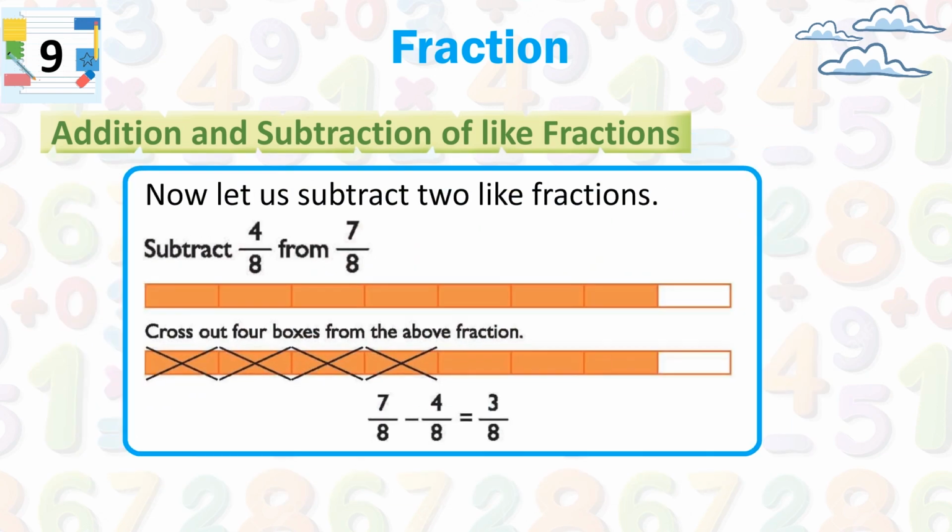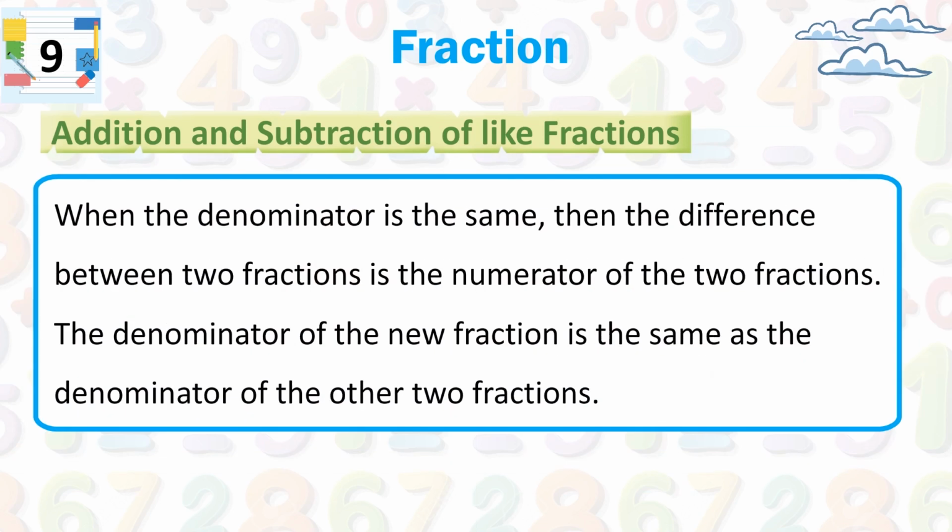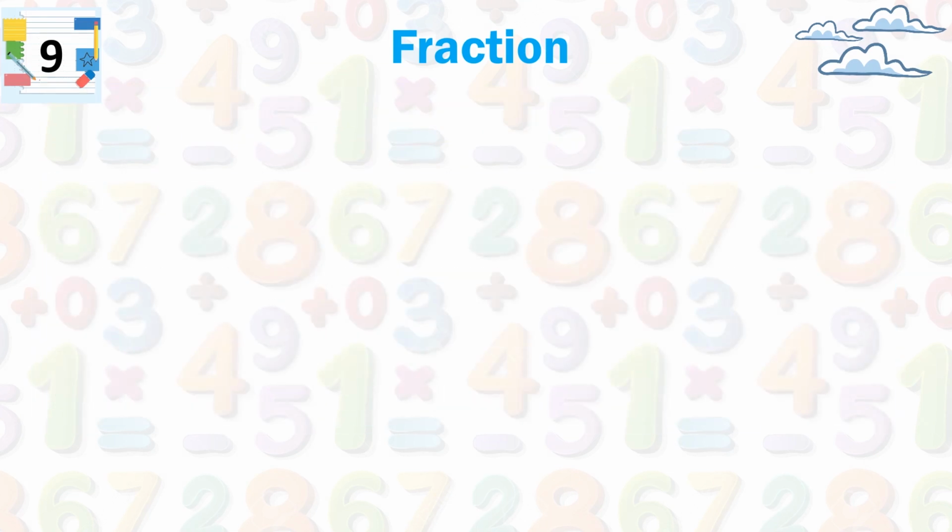Now, let us subtract two like fractions. Subtract 4 upon 8 from 7 upon 8. Cross out 4 boxes from the above fraction. 7 upon 8 minus 4 upon 8 is equal to 3 upon 8. When the denominator is the same, then the difference between two fractions is the difference of the numerators. The denominator of the new fraction is the same as the denominator of the other two fractions.